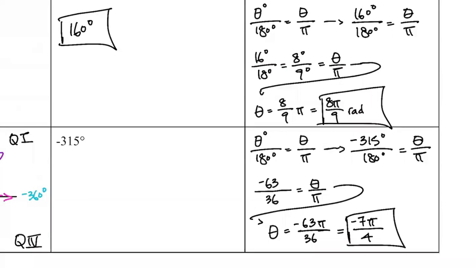Again, you can put the radians, or you cannot put the radians. If you don't write any symbols at all, you're implying that it's radians.